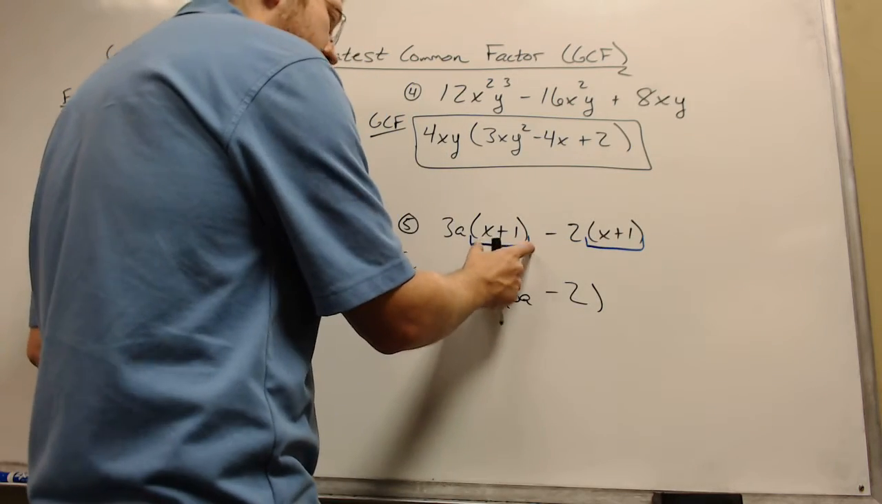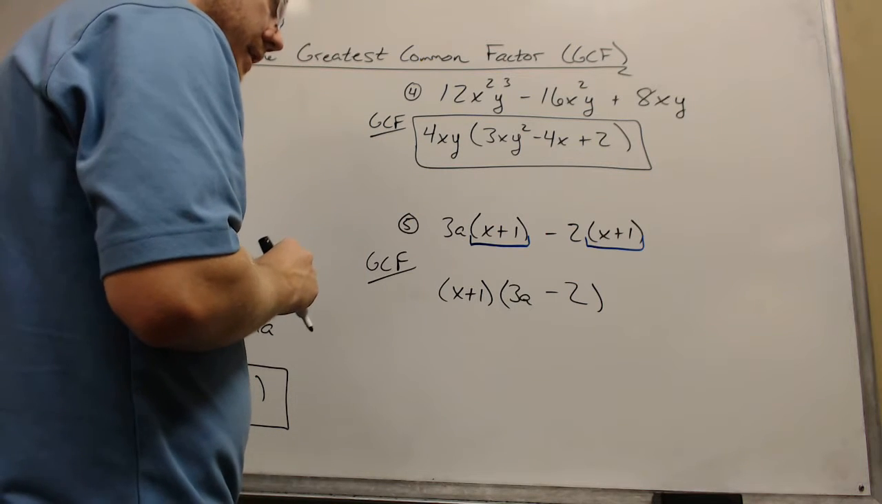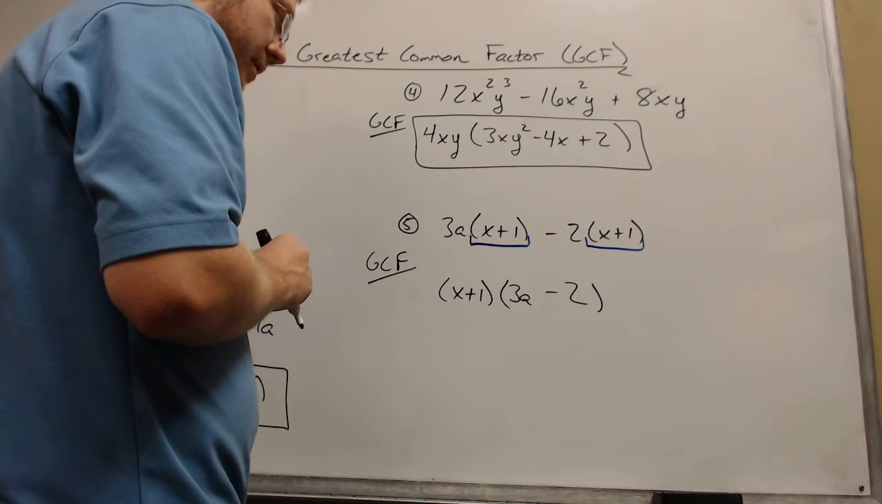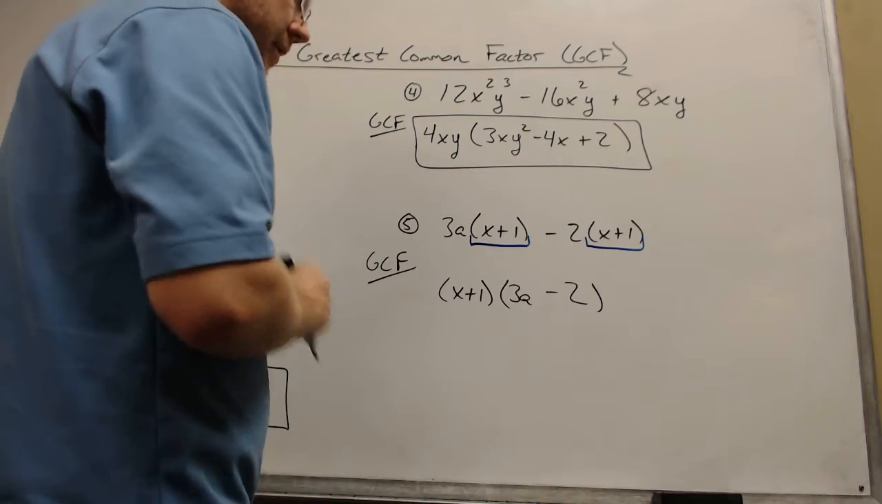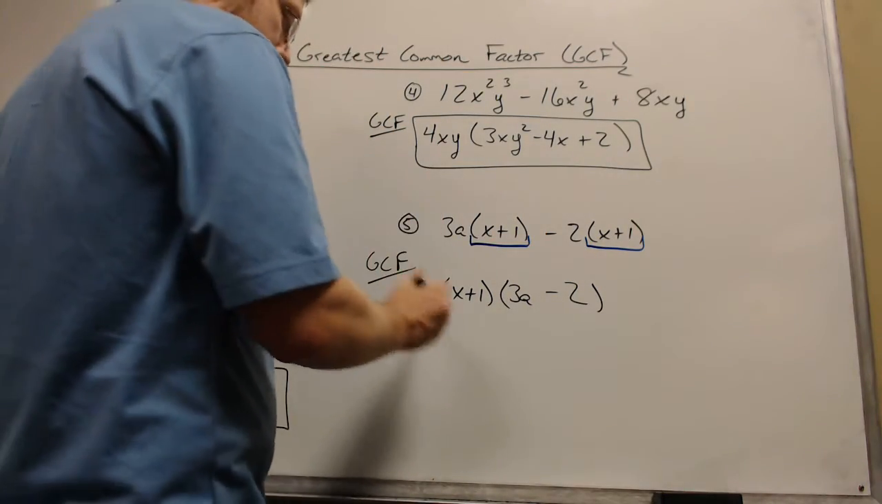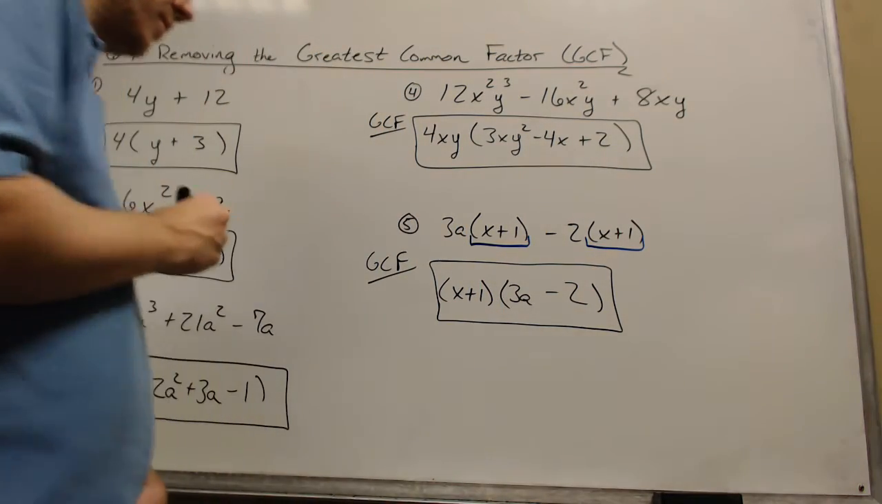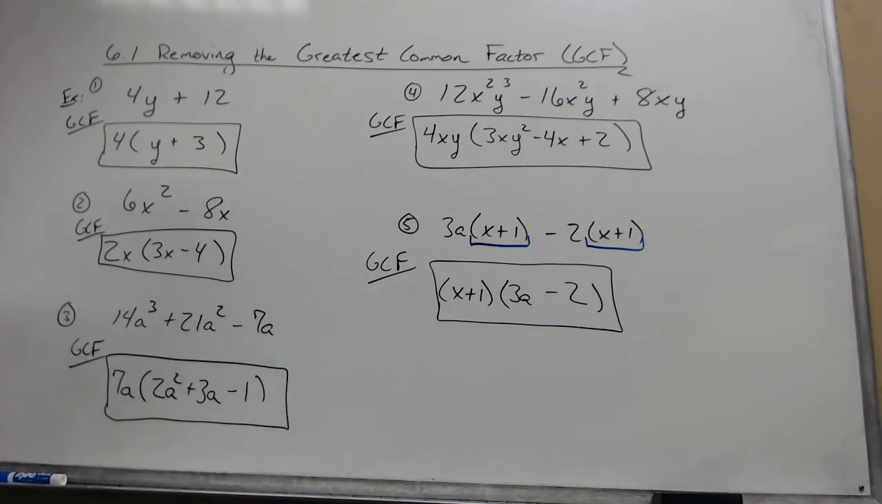So you can have whole expressions that are shared amongst all the terms in your much larger polynomial or much larger expression, in which case we can factor out those binomials or polynomials they have in common. It's a little weird, a little funky, but we might get used to it more in section 6.2. All right, that should cover all the question types in 6.1 and removing a greatest common factor.